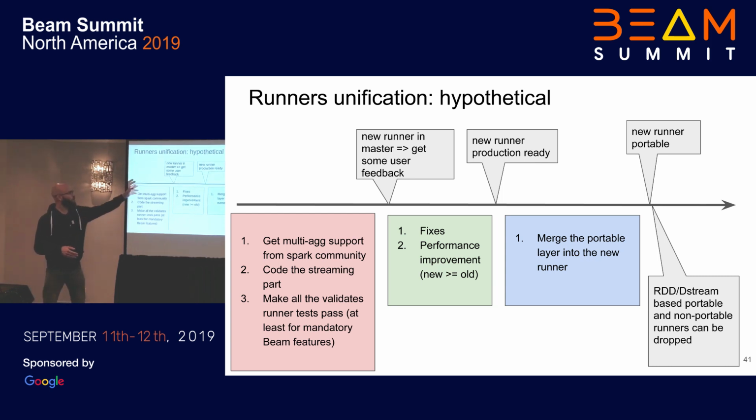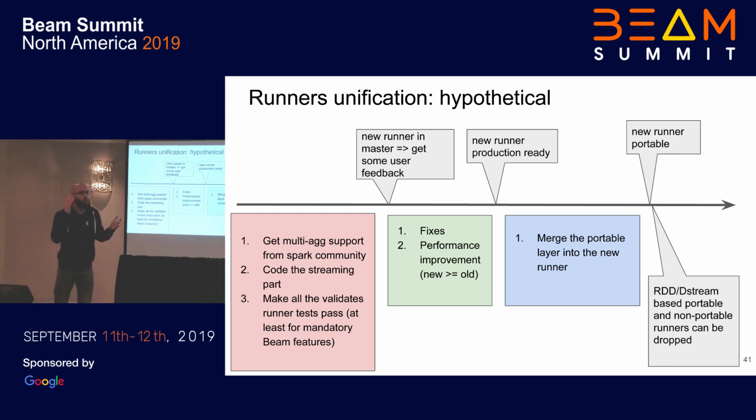At that point, we will have a new runner that could be pushed to master, because right now it's a feature branch, and we will get some user feedback, right? And that will lead us to fixes and to performance improvement. And once the new runner has at least the same performance as the current production-ready RDD DStream runner, we will have a new production-ready runner.